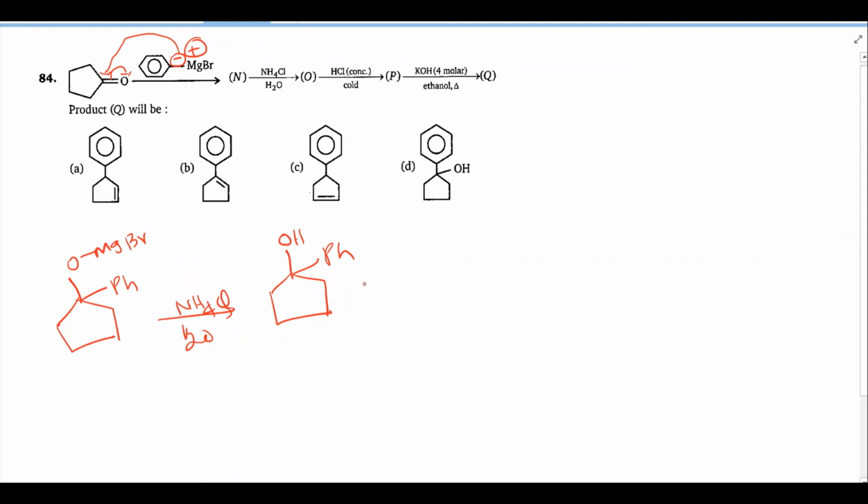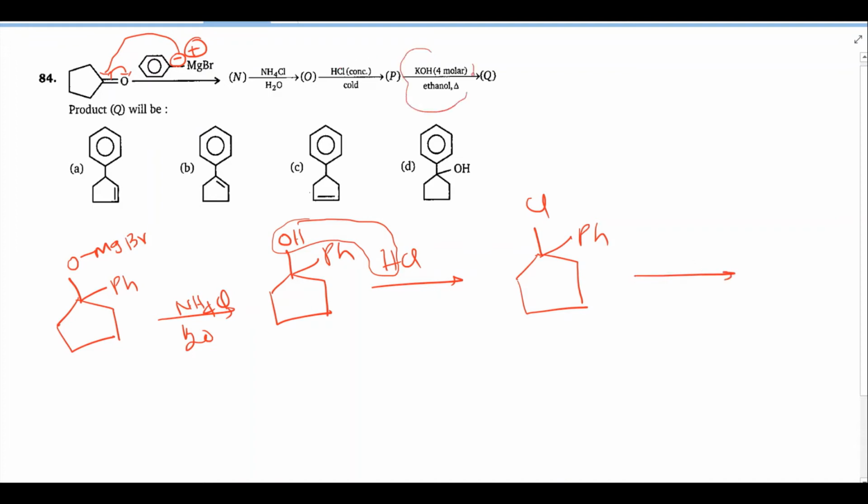Now again this is treated with HCl. Concentrated HCl means here H and OH are eliminating. Then you are going to get the cyclopentane ring, and here there is a Cl, and here Ph is there.